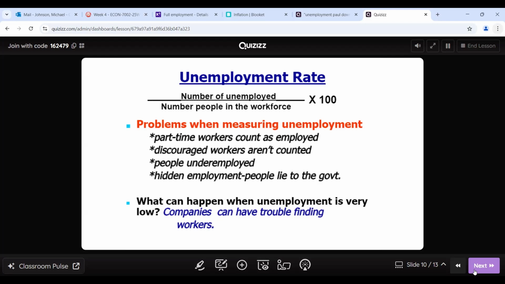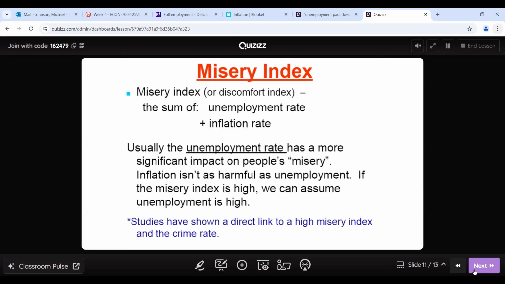What can happen when unemployment is very low? Companies can have trouble finding workers. So when the unemployment rate is very low, there might not be enough workers to hire because they're all working. So that becomes a problem for companies.